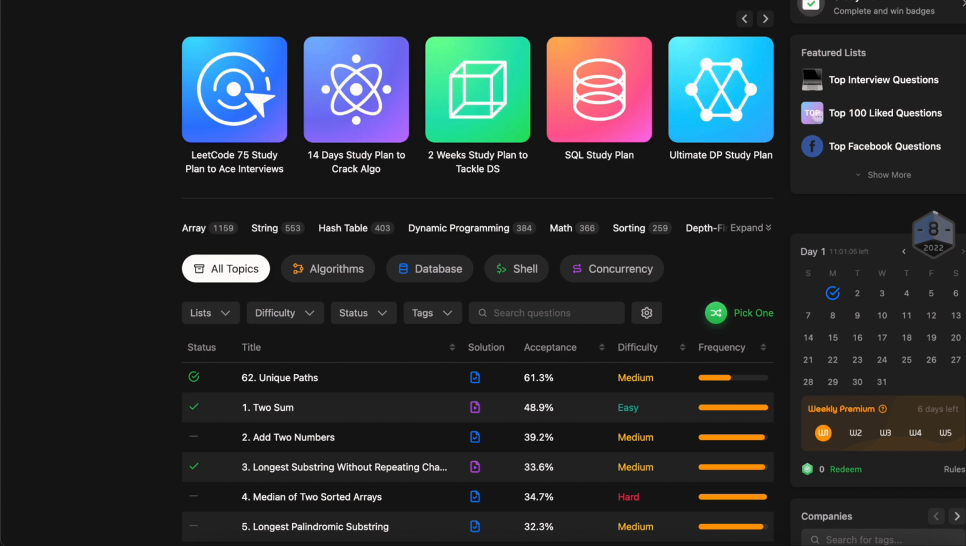Hi everyone. In this series we are solving the LeetCode daily questions. So today we'll be solving the unique paths question.